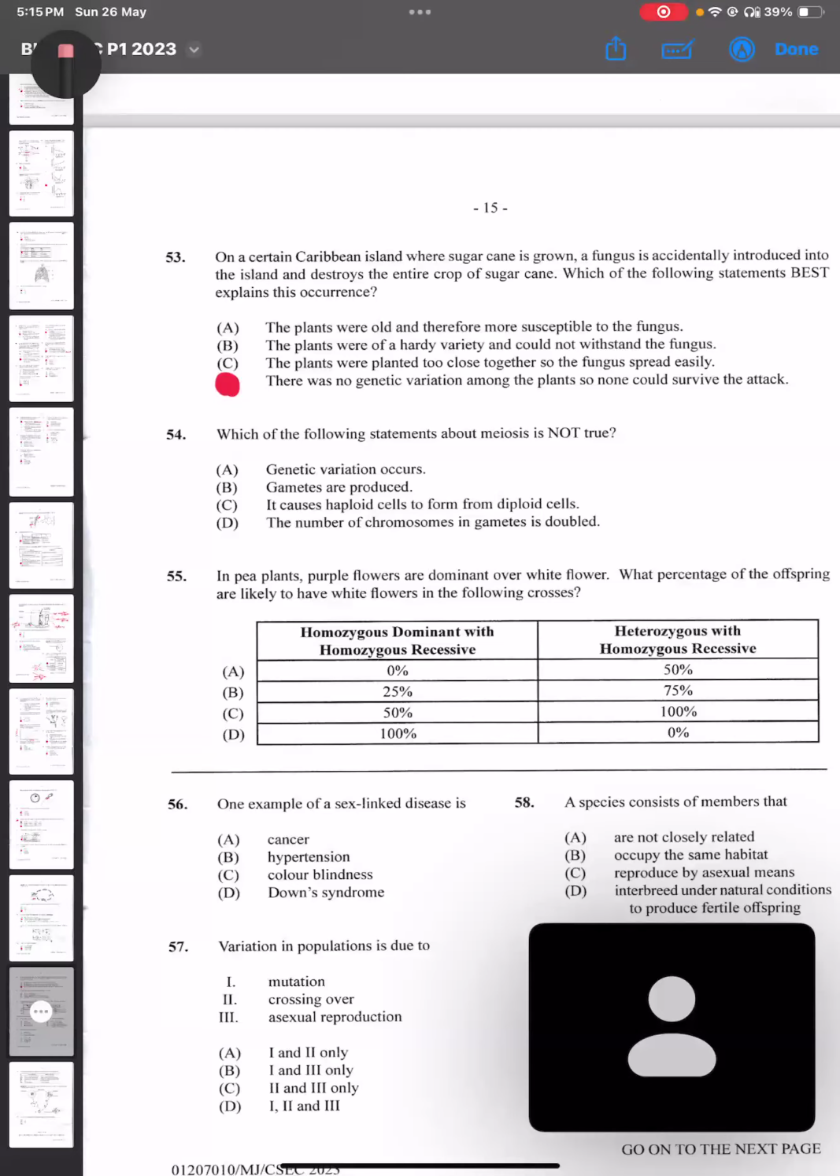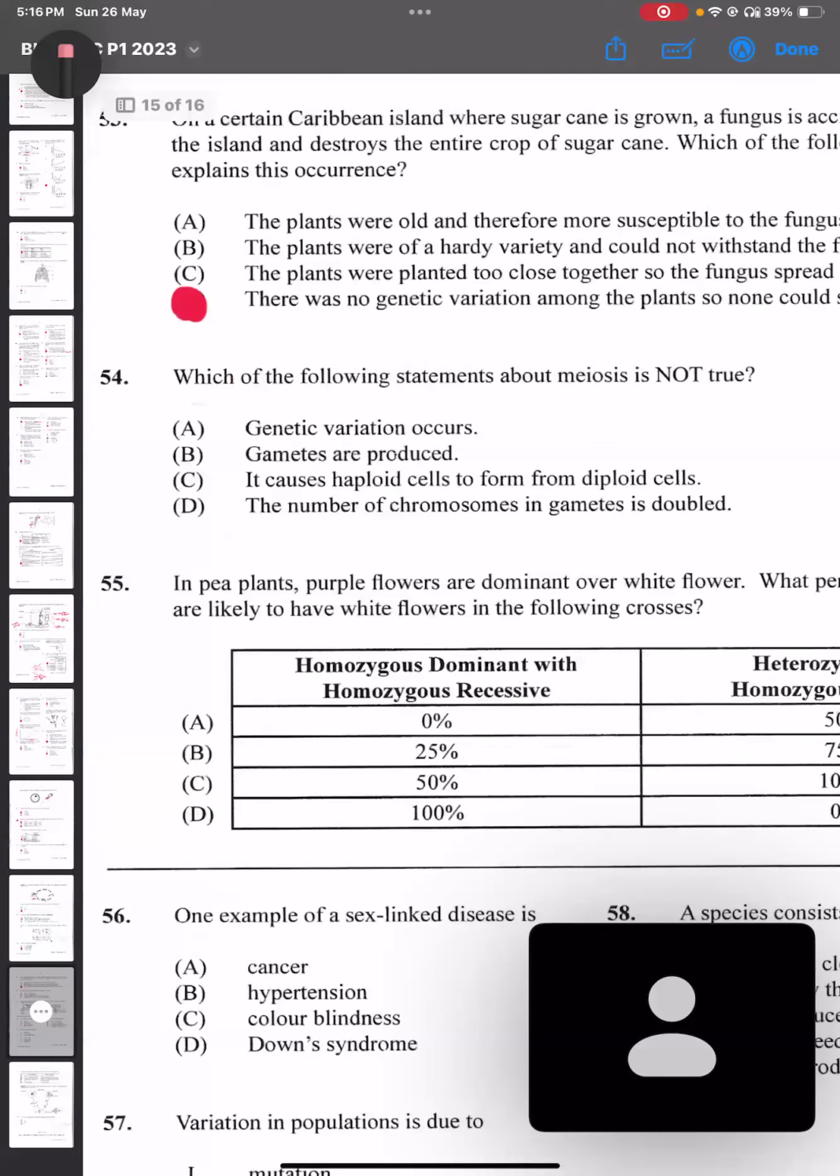So D would have been the most appropriate for this. And then for 54, which of the following statements about meiosis is not true? So we know that genetic variation occurs in meiosis. We know that gametes are produced, so it cannot be A or B. We know that it forms haploid cells from diploid cells, so D would have been the most appropriate answer.